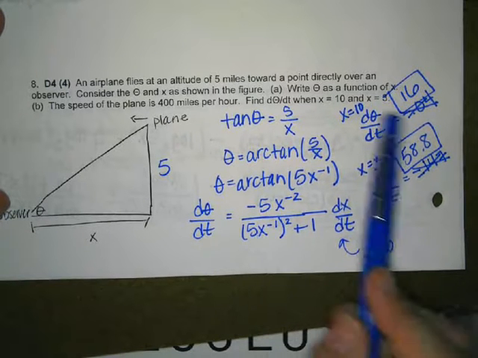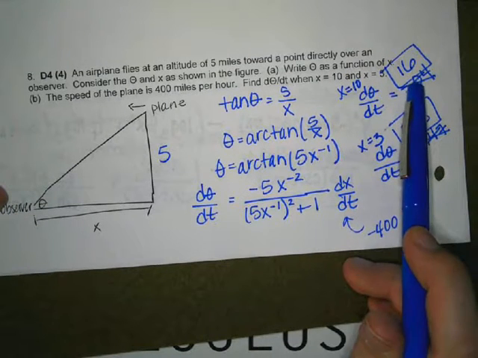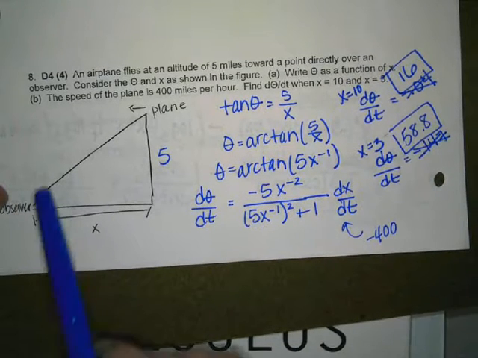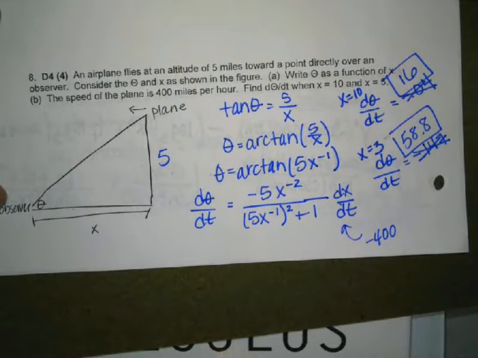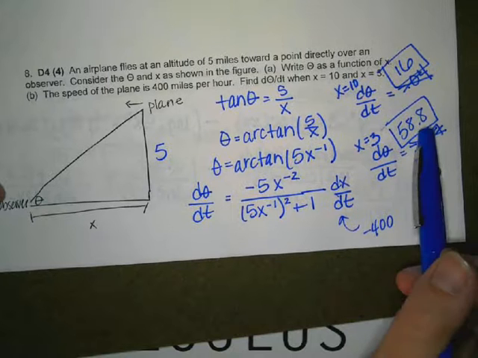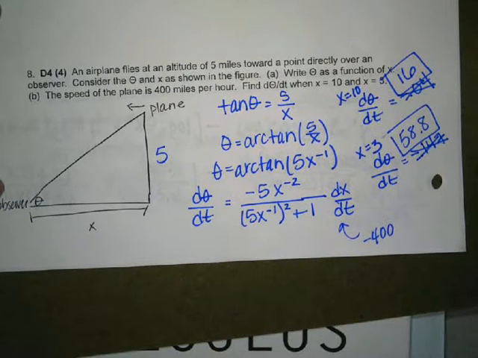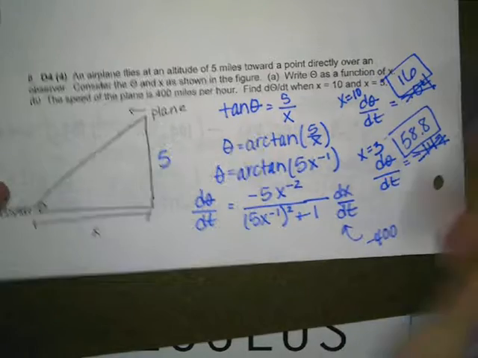So I plugged in 10, multiplied by negative 400, I got 16 as my rate of change for the angle, my d theta over dt. And then I plugged in 3 and plugged in negative 400 to get that as my rate of change for the angle. Okay. Number 9.